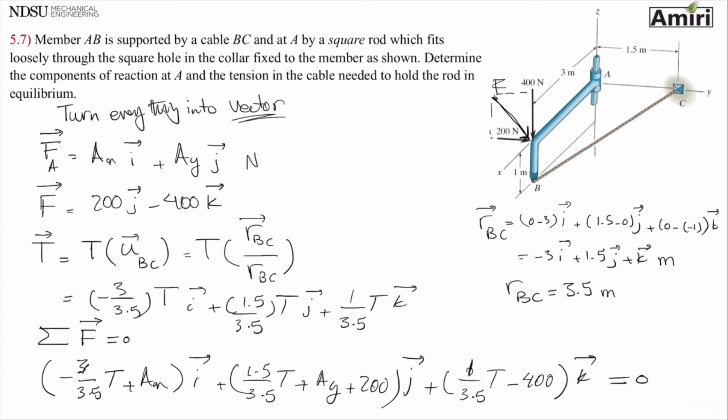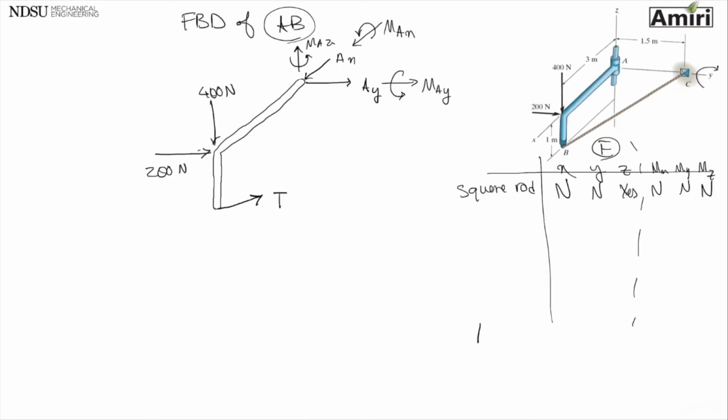Equals 0. So for this equation to be equal to 0, this needs to be 0, this needs to be 0, this needs to be 0. Basically, summation of forces in Z equal to 0, summation of forces in Y, summation of forces in X. I just like to show you a different format of writing it. It's all together. So from the last one, you can figure out that T equals 1.4 kilonewtons. Okay, I changed units on it. And then you put it in the first one, you get AX of 1.2 kilonewton, and then you put it in the last one and you get AY of 800 newtons.